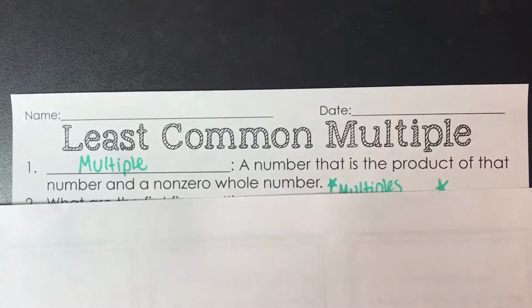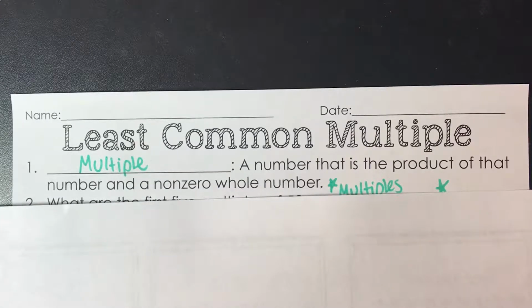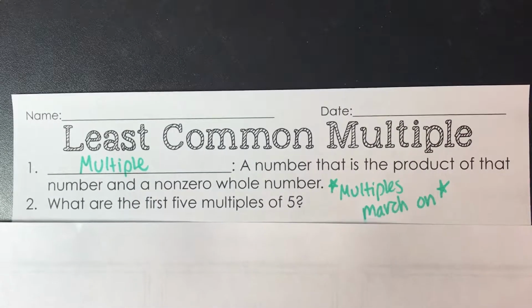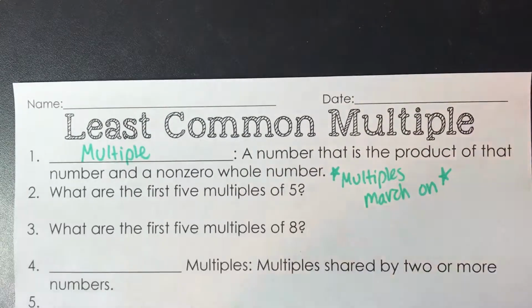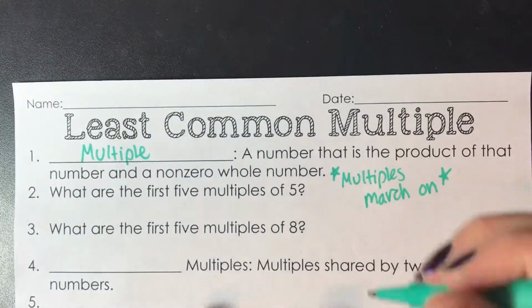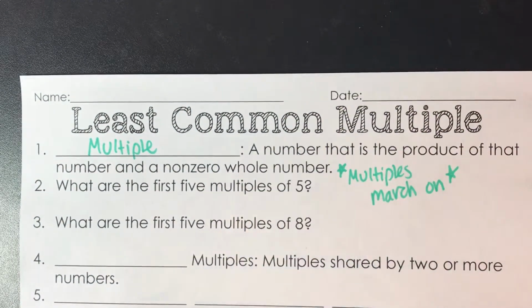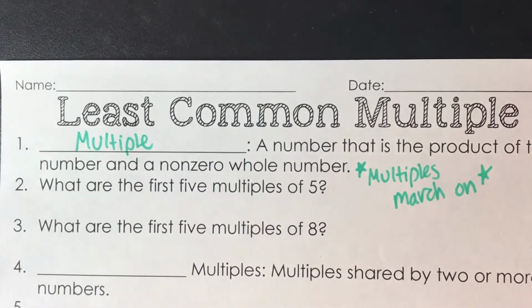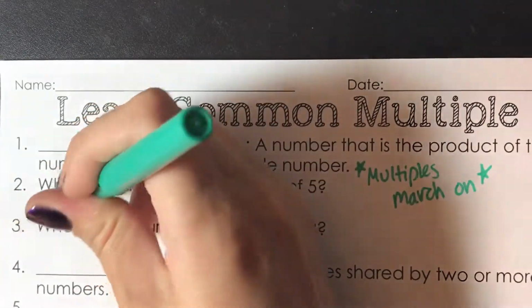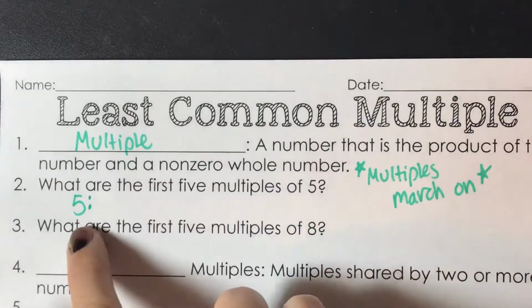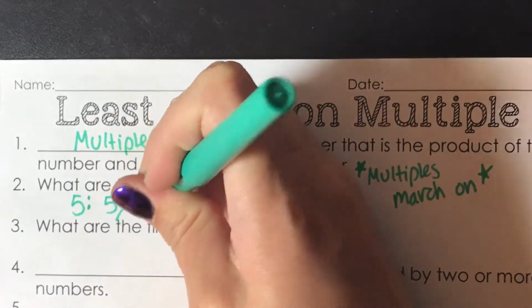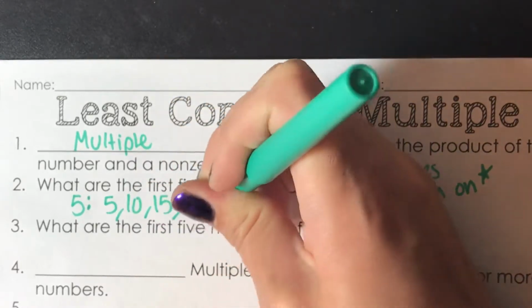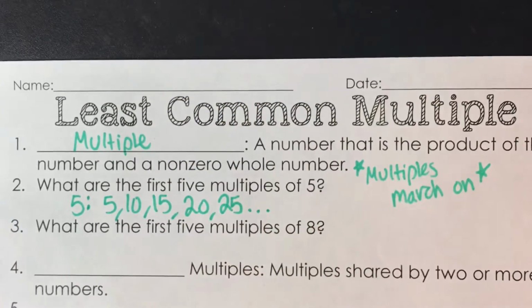A multiple is a number that is the product of that number and a non-zero whole number. You're going to hear Miss Madera say multiples march on. It's kind of like when we counted on, like when you count by twos or when you count by fives, like in this first example. What are the first 5 multiples of 5? You start with the number, and then you count as if you're skip counting. So it would be 5, 10, 15, 20, 25, etc.